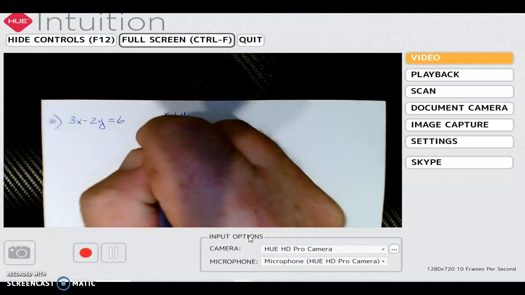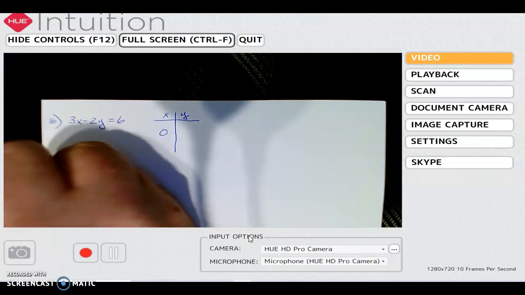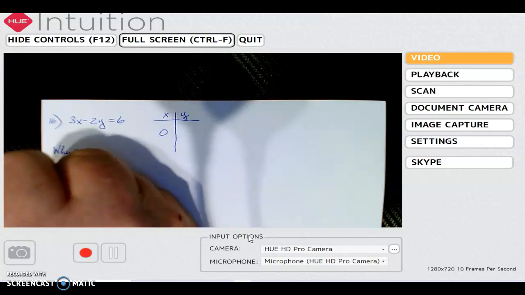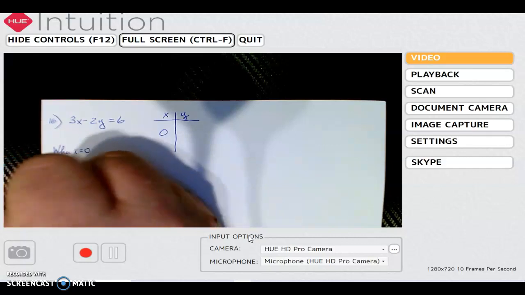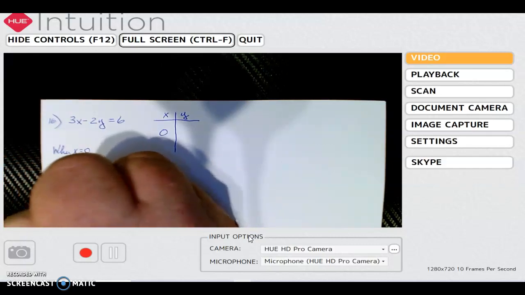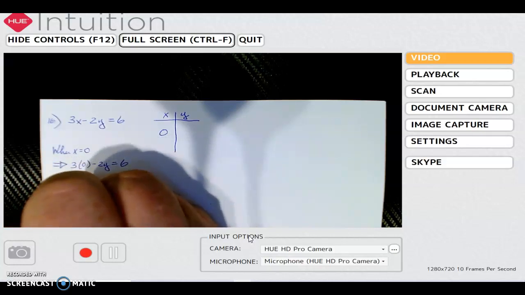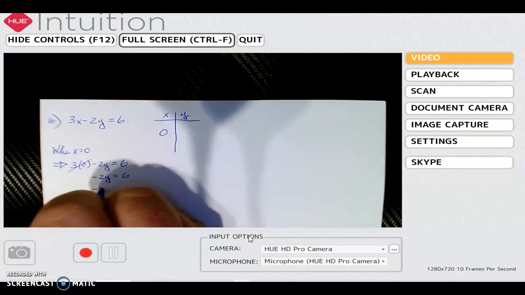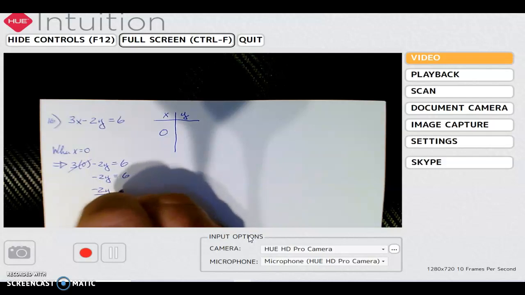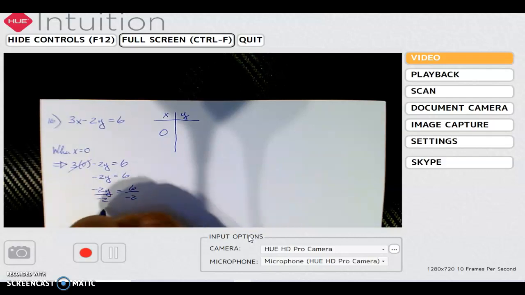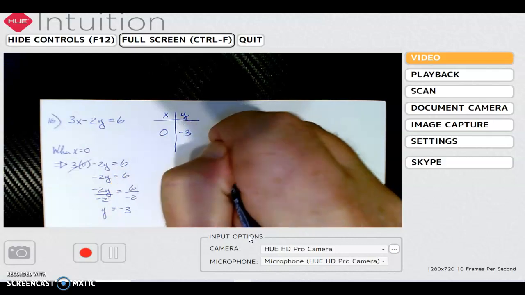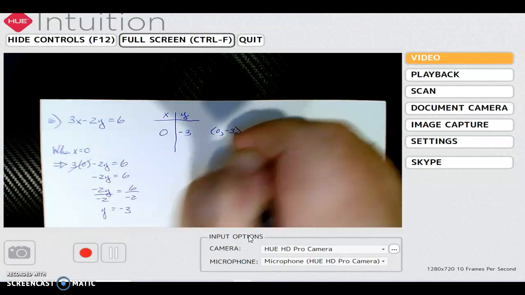Remember, a good value of x to always choose is 0. So we could say when x equals 0, then we get 3 times 0 minus 2y is 6. So that goes away. -2y is 6. And dividing both sides by -2, y is -3. So 0, -3 is an ordered pair. If you wanted to write it as an ordered pair, feel free.